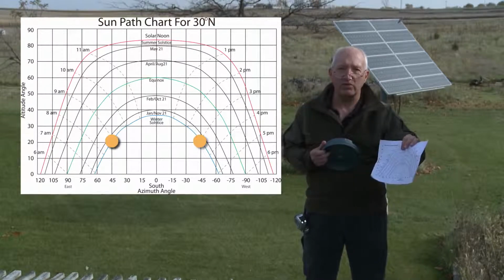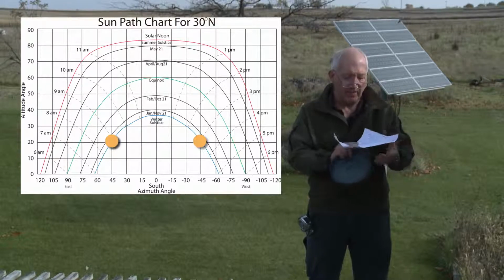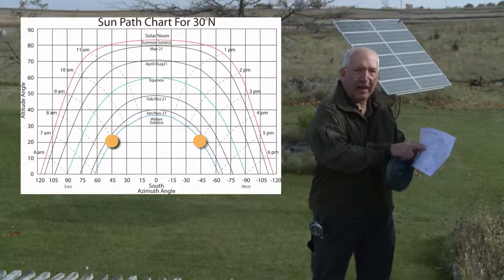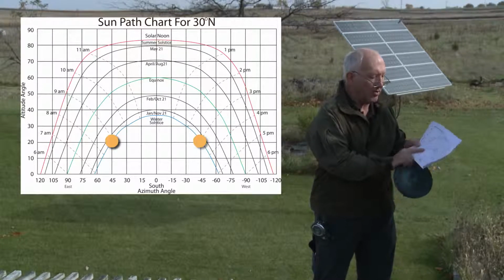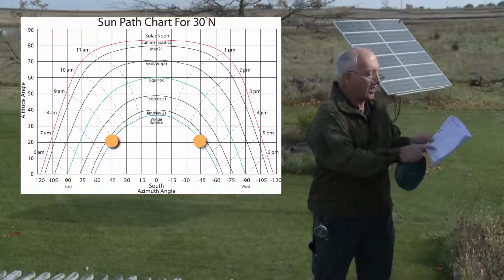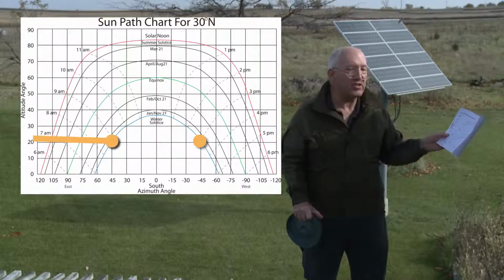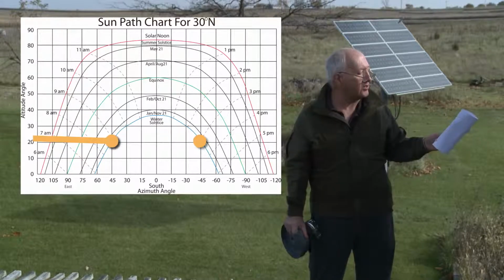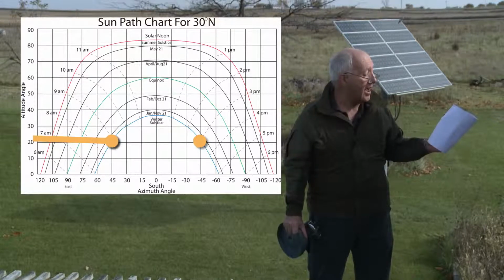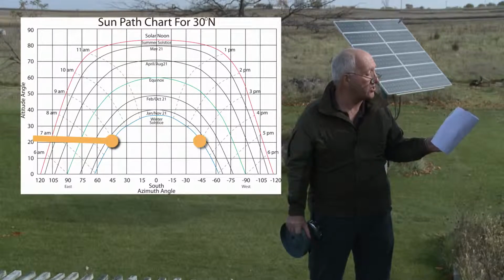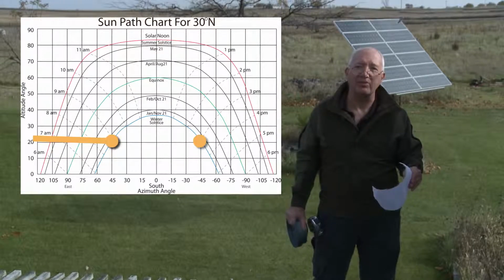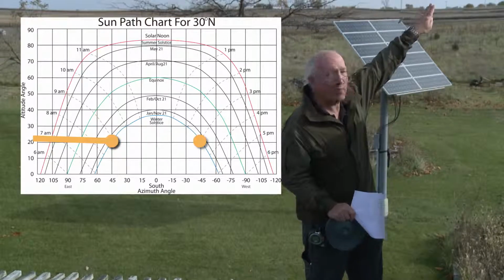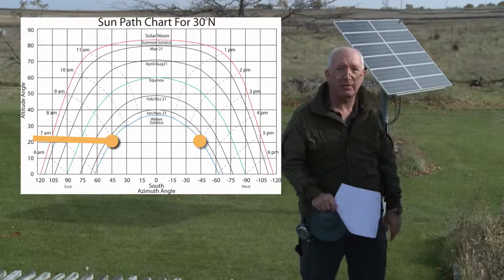So what we do is we get our sun chart like this, and we find the arc of the winter solstice, and we find the 9 a.m. mark, and where those two intersect, we can go across to the elevation mark on the side, and we see that at 30 degrees latitude at 9 a.m. on the winter solstice, the elevation of the sun is approximately 22 degrees. That means 22 degrees up above the horizon is where the sun is.